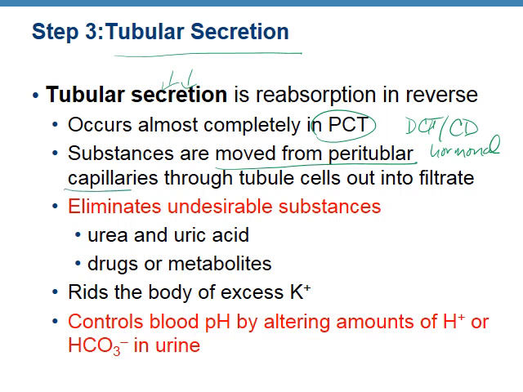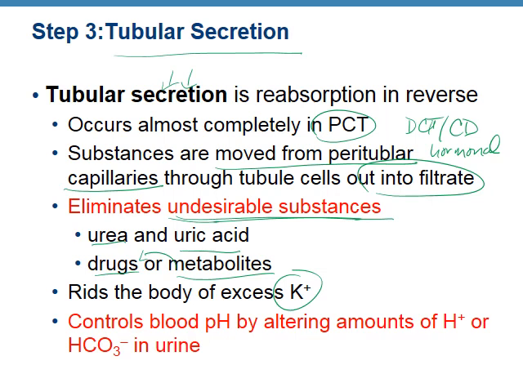Substances are moved from peritubular capillaries into the filtrate. This eliminates any undesirable substances. If we want to get rid of some of the urea or uric acid, any of the drugs that might be in the system or metabolites from the breakdown of the drugs, any excess potassium we need to get rid of, also any extra hydrogen ions or bicarbonate ions that we need to get rid of. So this should clue you in that this has something to do with that bicarbonate buffer system that we talked about in respiratory, right?